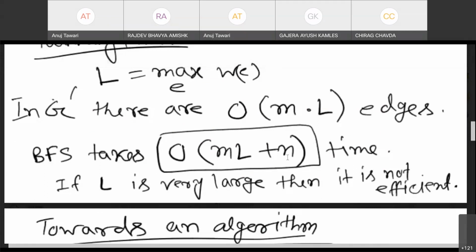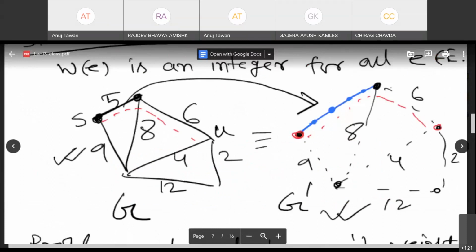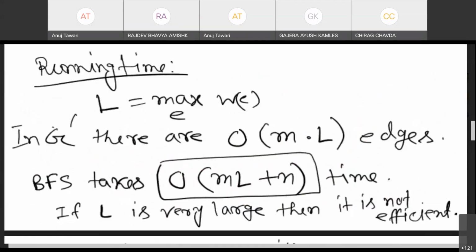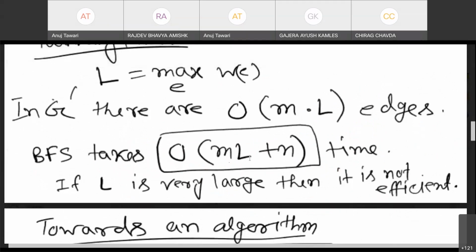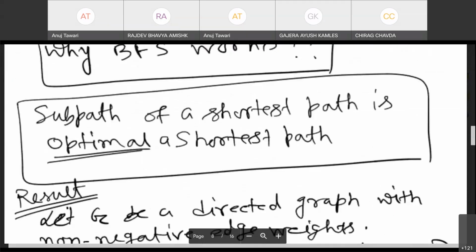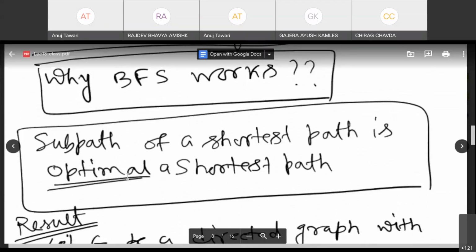But this simple algorithm does not work in general, because the maximum weight could be anything. It could be 100, it could be 1000, and so on. So we can't afford to use this simple algorithm every time. But if the edge weights are small, then you know a solution using breadth first search. And why this breadth first search works is because it uses the property that every subpath of a shortest path is an optimal shortest path.